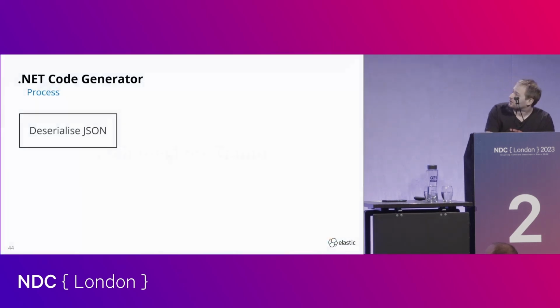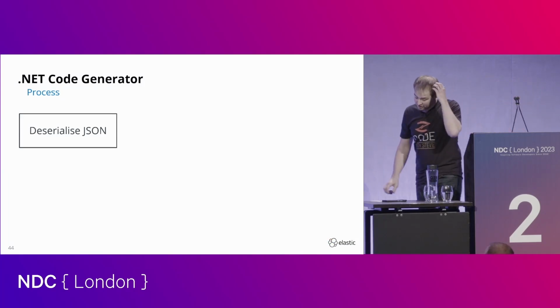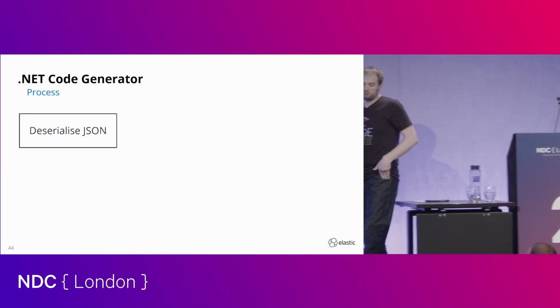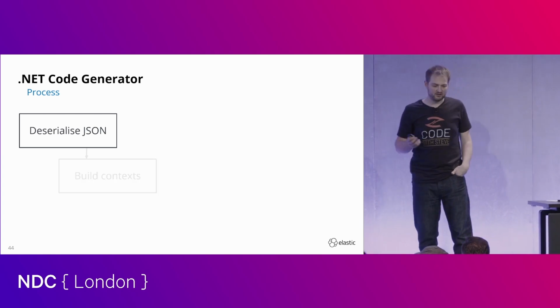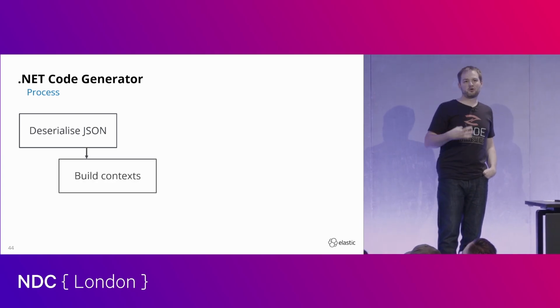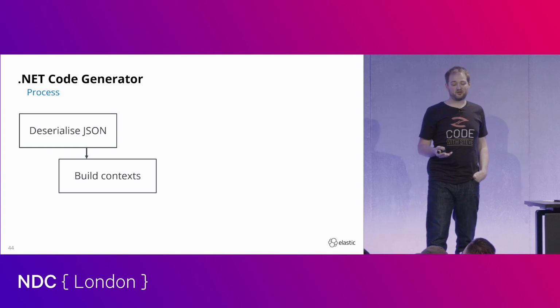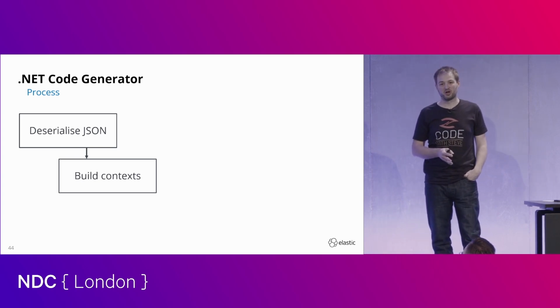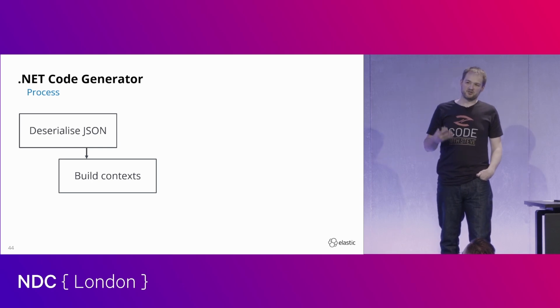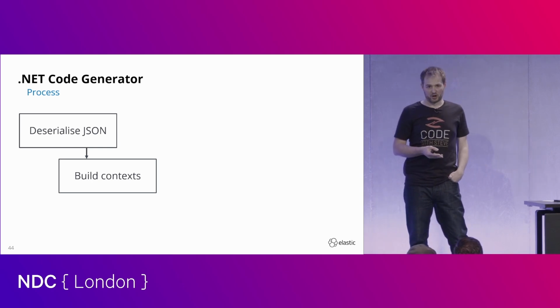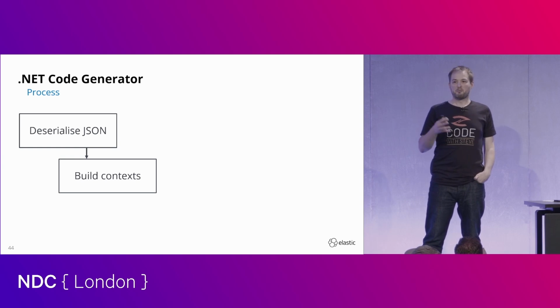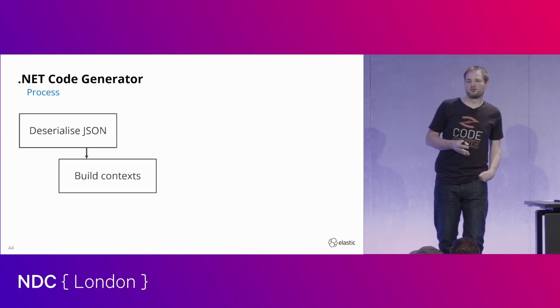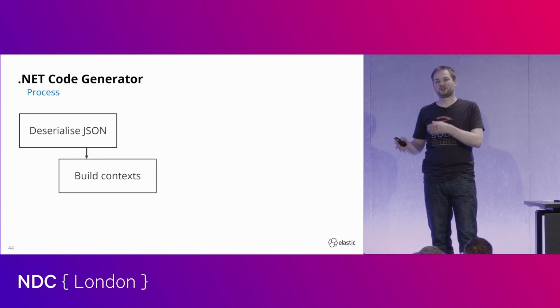Eventually. So in terms of .NET code generation, our first job is to deserialize JSON, which is pretty easy. Then I do a phase where I'm essentially building the context. The JSON file contains everything we should need to know about the Elasticsearch API and its types. But it doesn't have enough information for me just to generate blindly. I have to do some modifications and understanding of what that means to see what's valid for C#.